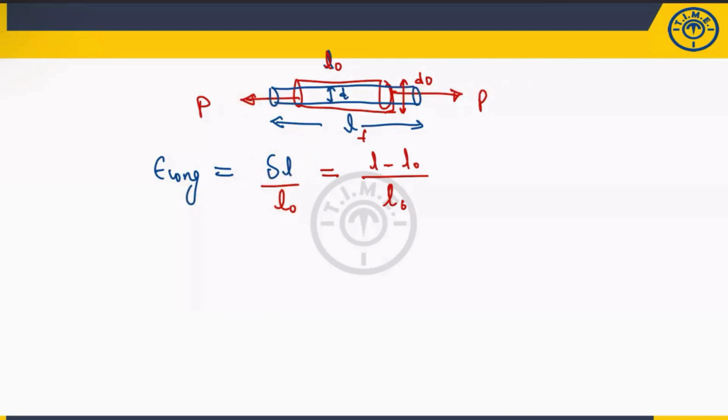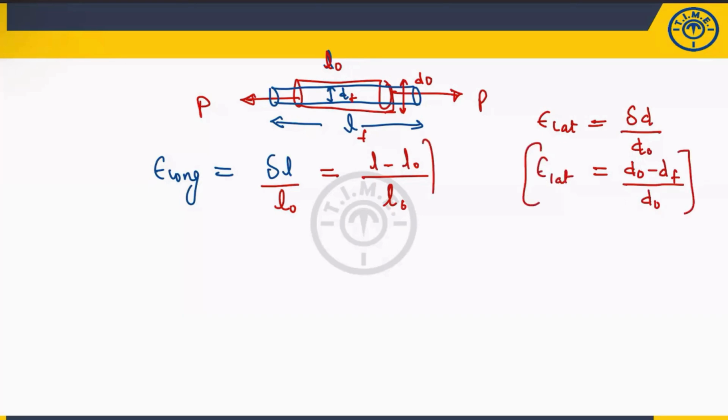If one length is increasing, the other dimension will decrease, no? The other dimension decreasing means the lateral strain: change in diameter to the original diameter. The final diameter is d f and the original diameter is d naught. So d naught minus d f divided by the original diameter is the lateral strain. Longitudinal means the strain developed in the direction of applied load, change in length divided by original length. Lateral strain is change in diameter to the original diameter, the strain developed in the perpendicular direction of the applied load, that means delta d by d naught.